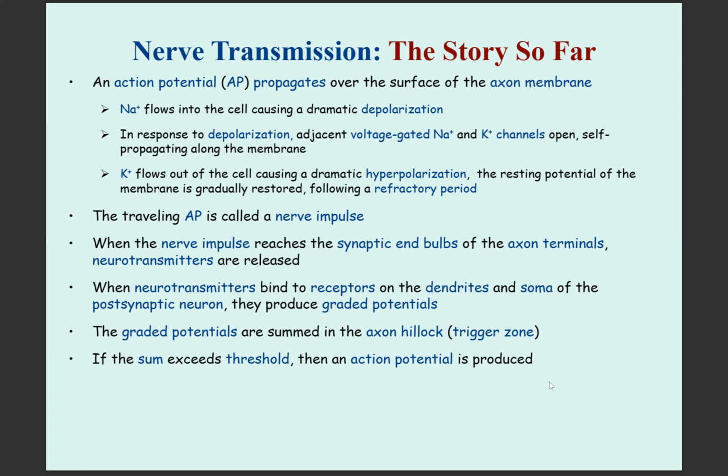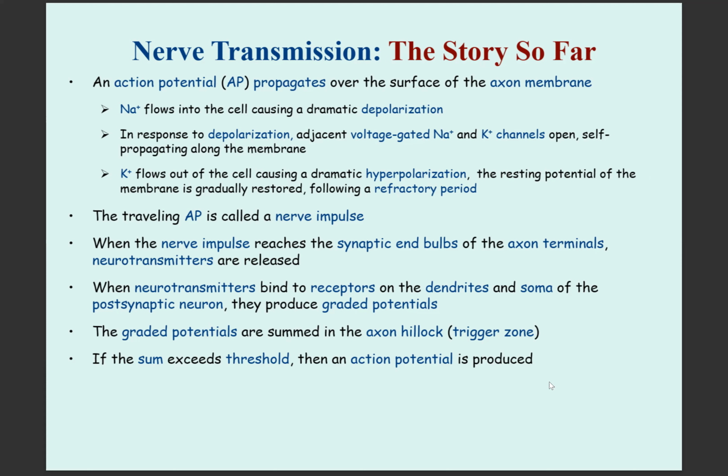And when this happens, they're also causing propagation along the membrane, causing the stimulus to travel. Now, potassium flow out of the cell will cause a dramatic hyperpolarization. And then the resting potential of the membrane is gradually restored following a refractory period. So the action potential that travels along the axolemma is known as a nerve impulse. And when the nerve impulse reaches the synaptic end bulb, a neurotransmitter is released.